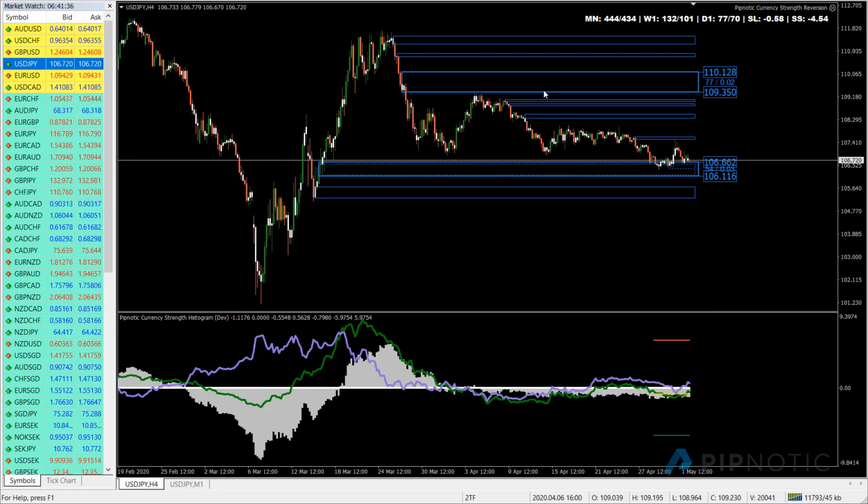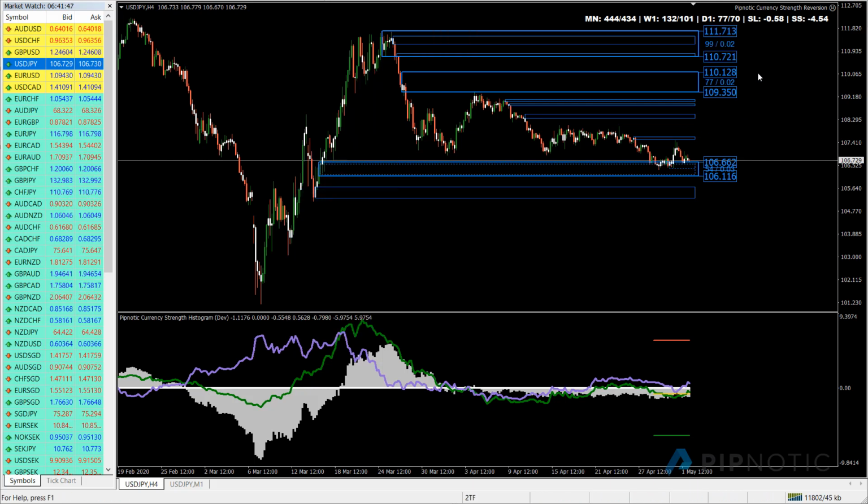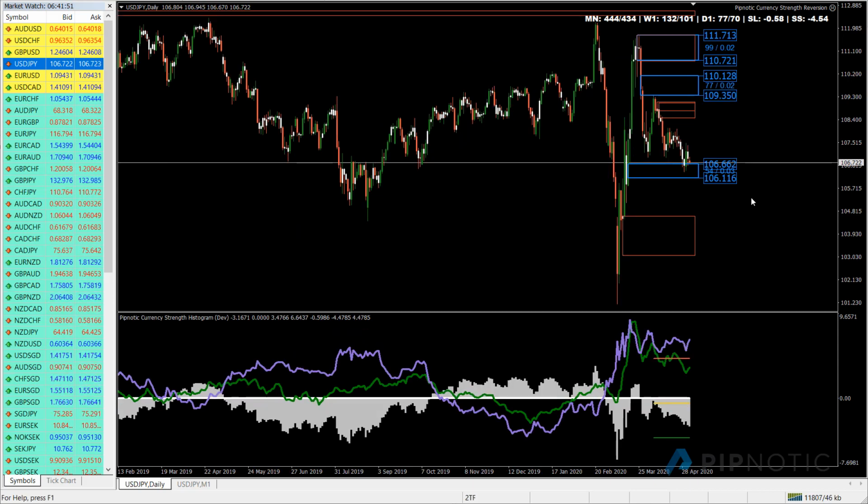Or higher up, we have some interesting areas. We have this one here, which is still basically untested. We also have this one up here, which is nice. We just box off the whole area, which is interesting for us. Okay, so the 110.70 area, that might be pretty interesting. Let's have a look at the daily and see what that looks like.